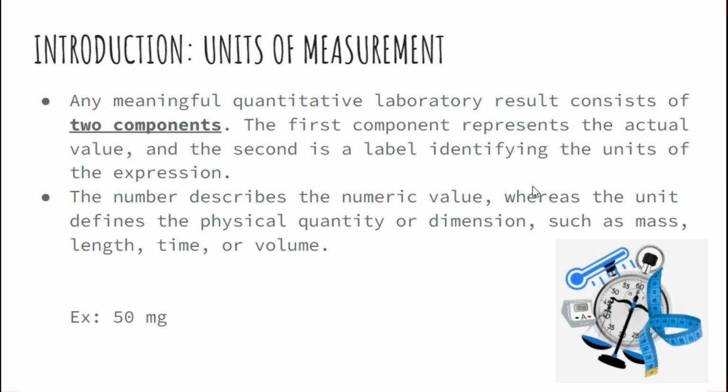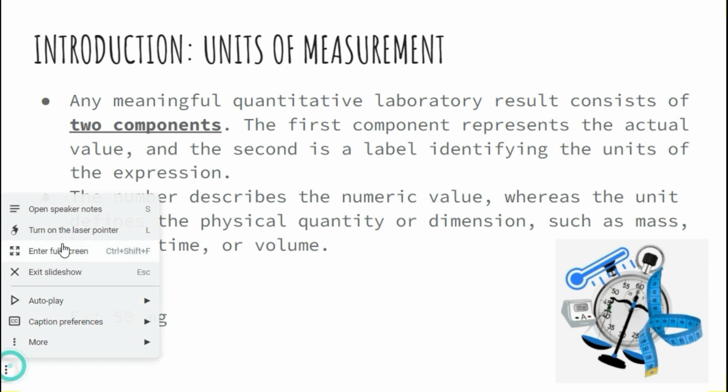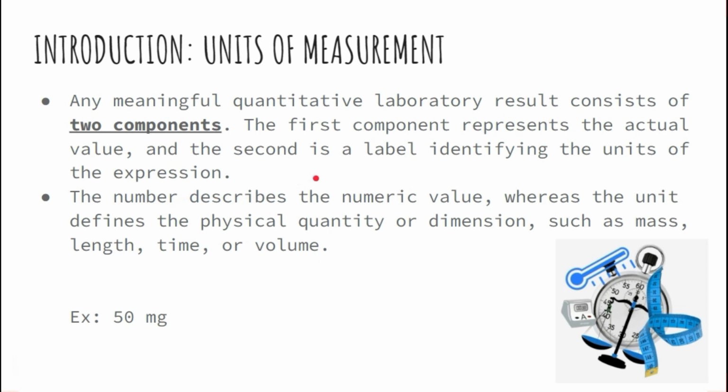So for the units of measurement, sabi po dito, any meaningful quantitative laboratory result consists of two components. The first component represents the actual value, wherein ito po yung actual na concentration, and then the second is the label identifying the units of expression. It's very important po here in our measurements na meron po tayong unit so that we can define the physical quantity of that particular unit of numeric value. Like, is it on the basis of mass, length, time, or even volume?